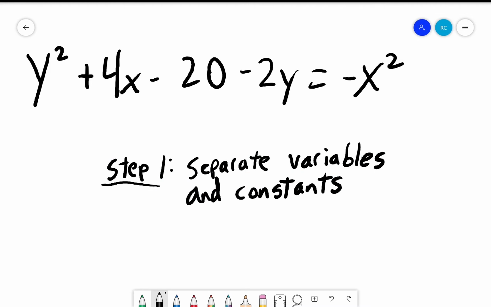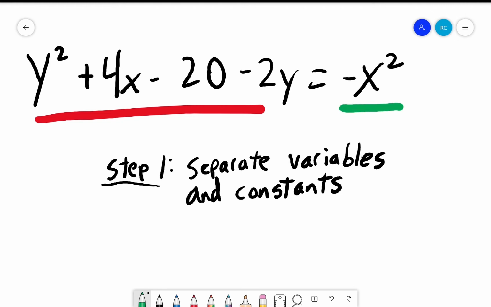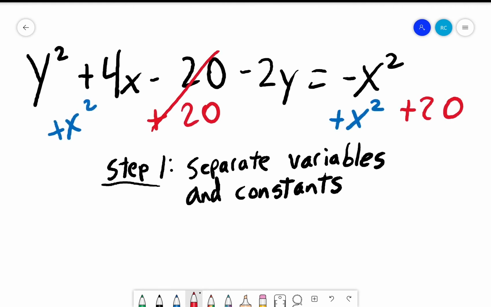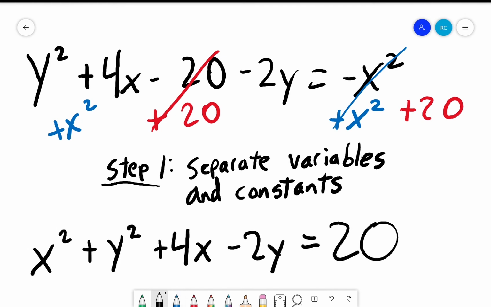So the first step in this process is going to be to separate out the variables and the constants. Everything with a variable in it is going to be over here on the left side, whereas everything that's just an ordinary constant number, we're going to move over to the right side. Now, because you're coming up on the end of integrated math 2, I'm going to go ahead and do this moving around in just one step, so don't freak out. I'm adding 20 to both sides to move that constant over, and I'm adding x squared to both sides to remove it from the right side. So after step 1, I end up with x squared plus y squared plus 4x minus 2y equals 20. Haven't changed anything, just rearranged stuff a little bit.